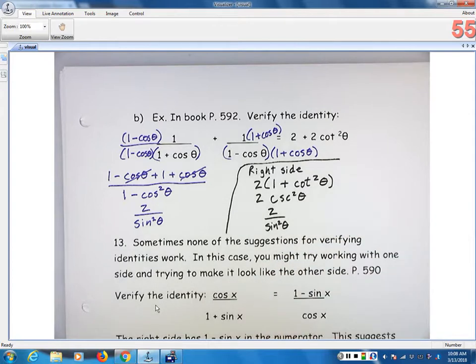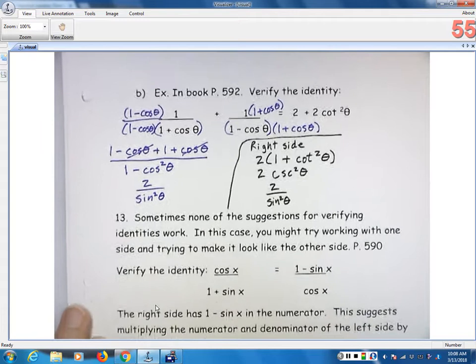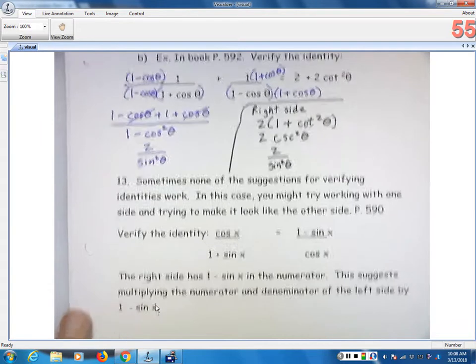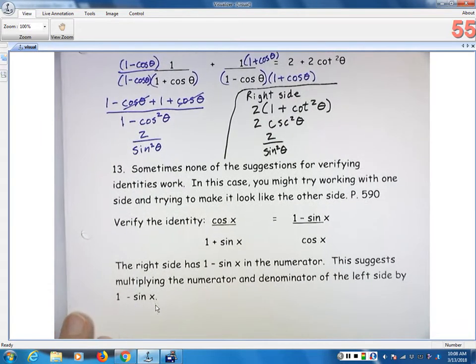So that was quite a shortcut to know those other identities, and not always put it in terms of sine and cosine. But sometimes none of the suggestions for verifying the identities work. In this case, you can try working with one side and trying to make it look like the other side. So the next one, we're going to multiply. This is number 13.